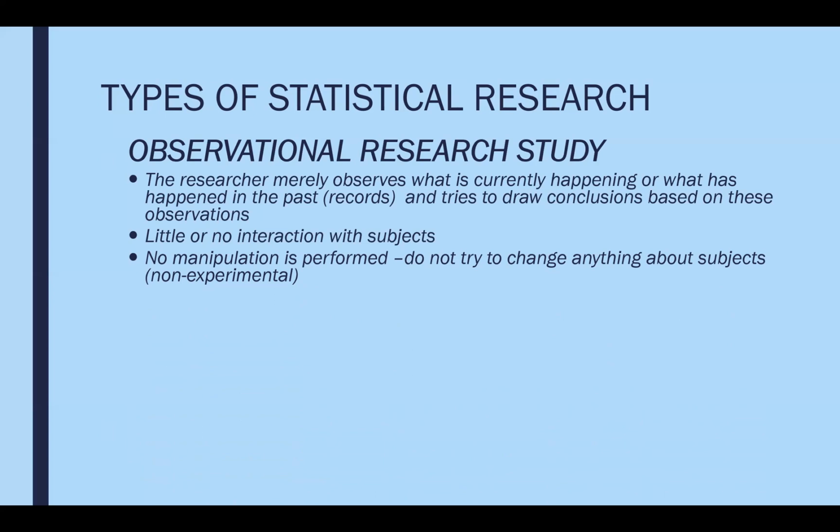Typically with an observational study, you're simply observing, you're not interacting, you're not trying to change anything about the subjects. You're not trying to change the people that you're watching or their behavior. And obviously, if you're looking at past records, you can't change anything anyway because it's already occurred. So there's no manipulation. You have little interaction with your subjects. We can't really say, because of this, this happened. There's no cause and effect. Because of A, B happens. There's no cause and effect.